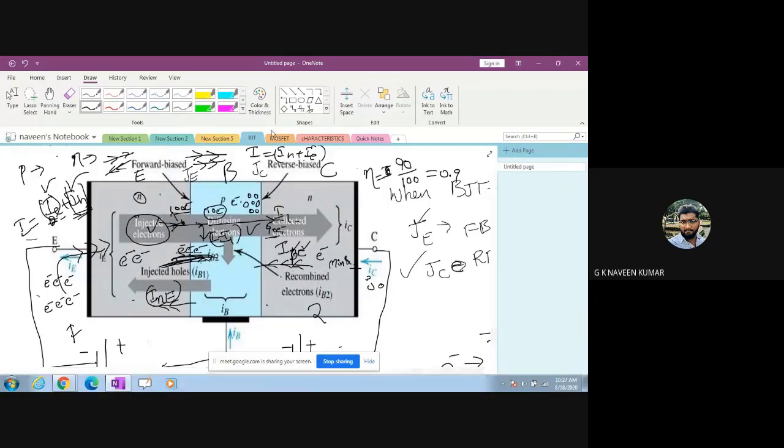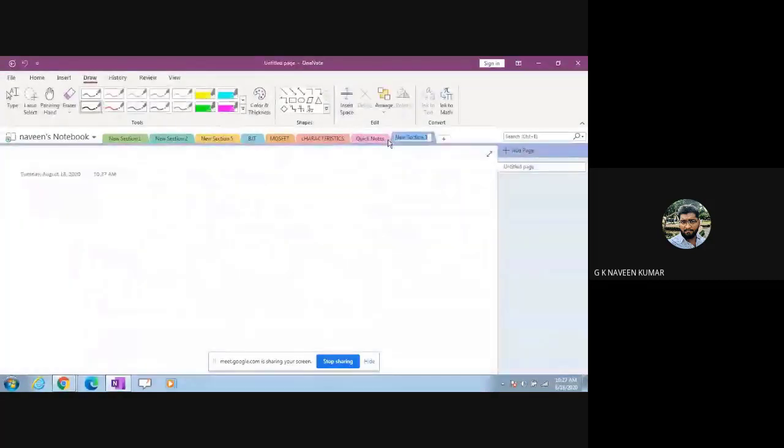So before that, remember one thing. If you see the direction of the current, this emitter current is a combination of IB plus IC. So at any point of time in your transistor, IE is equal to IC plus IB. Collector current plus base current is equal to your emitter current.